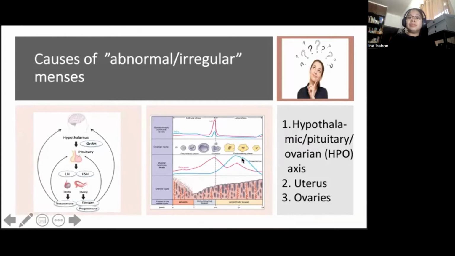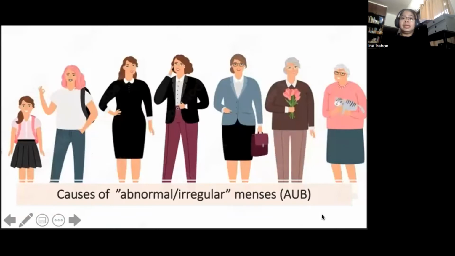As I've already mentioned a few slides back, for you to have a normal menstrual cycle, you have to have a fully functioning hypothalamus, pituitary, endometrium and ovary. There should be synchronized events that happen in all these three anatomic areas. Any aberrations in those three levels can possibly cause AUB, and the causes of AUB can span the full range of ages, from the adolescents to the perimenopausal age.